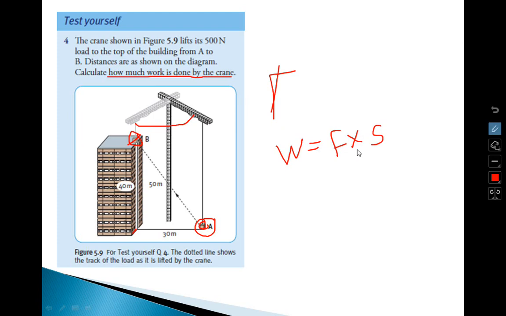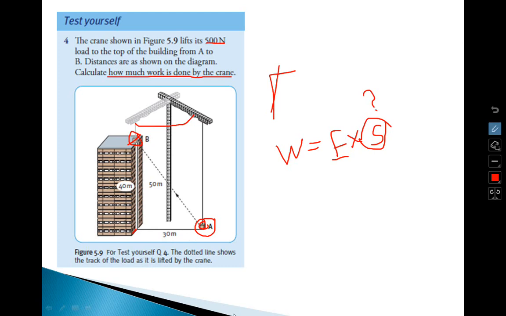F times S. So what's F here? F is what? 500. So where is the distance? Which one is the distance? Is it 30 meter? Or is it 50 meter? Or is it 40 meter? Which one?